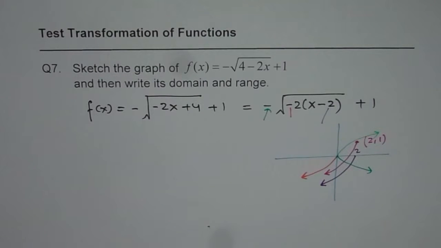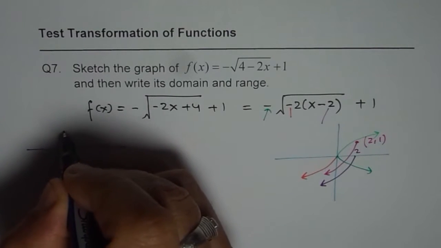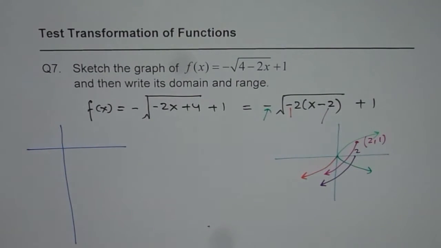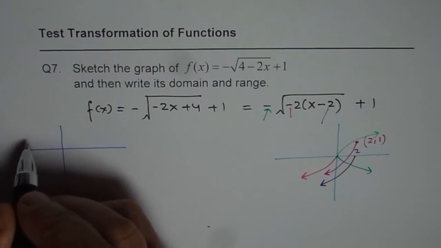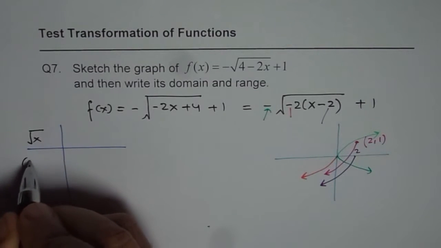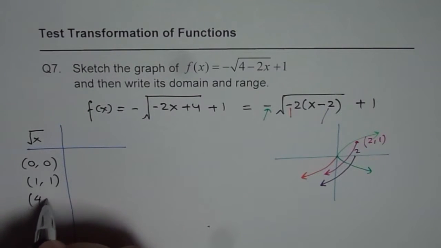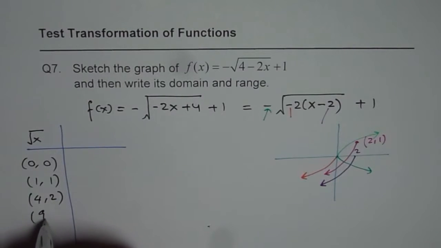Now to get the real values, we can look into the key values. For a square root function, do you know what the key values are? Square root of x we are considering. The key values are 0, 0; 1, 1; 4, square root 2; and 9, square root is 3. These are good values to begin with, correct?